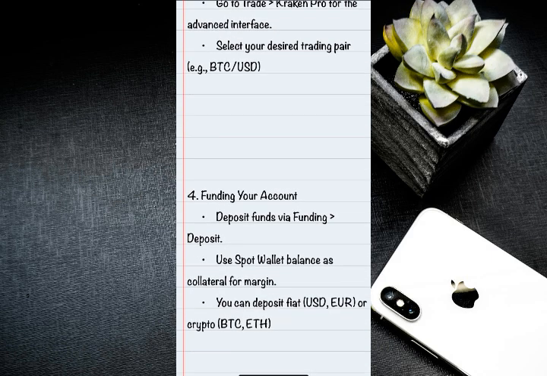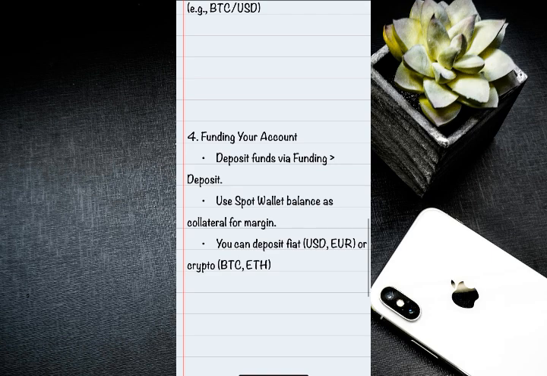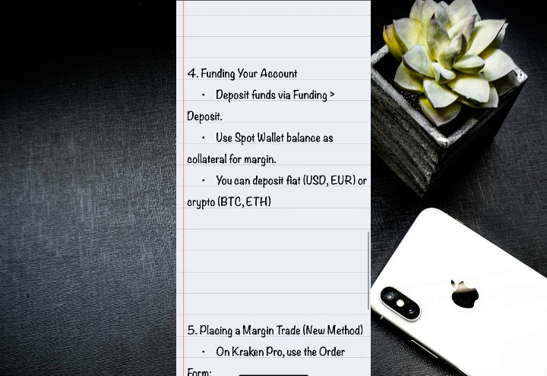Then from there you have to deposit funds. For our funding, click on deposit, then use the spot wallet balance as your collateral for margin. Then from there you can deposit fiat, for example you can deposit USD or euro, or crypto, for example you can use BTC or ETH, which is Bitcoin or Ethereum.